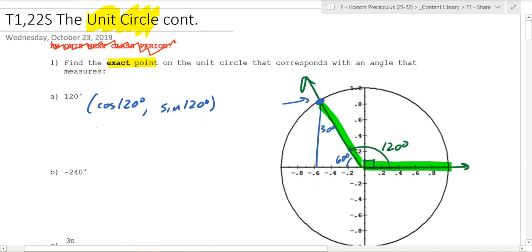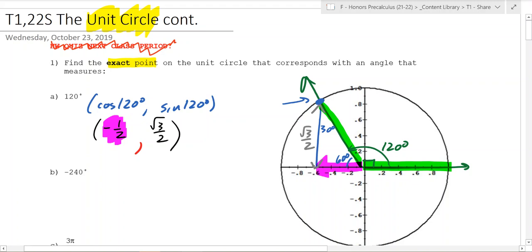So you just need to know that cosine of 120 degrees is going to be negative a half, because this distance going backwards here is negative a half, and then comma, the height here, this is a value you have to know. This is going to be root 3 over 2.